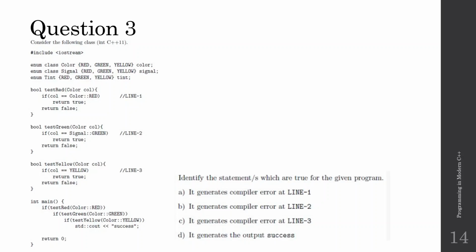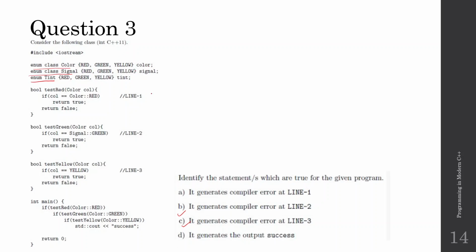So in this question, the answer is B and C. This question is about the new kind of enum classes. Here in the top you can see there are three enums and two types of enums. The tint is the old kind of enum, and the first two enums, color and signal, are of the new kind: enum class signal and enum class color.